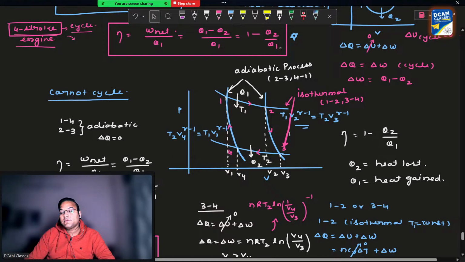Process 1 to 2 and 3 to 4 are isothermal processes, meaning temperature is constant. And I have assumed the constant temperature in the process 1 to 2 is T1 and the constant temperature in the process 3 to 4 is T2. Clear?